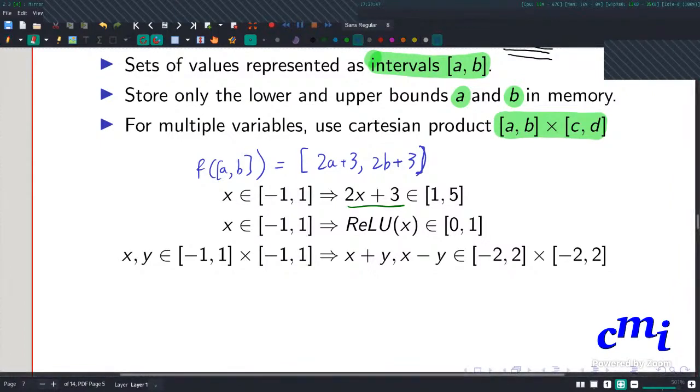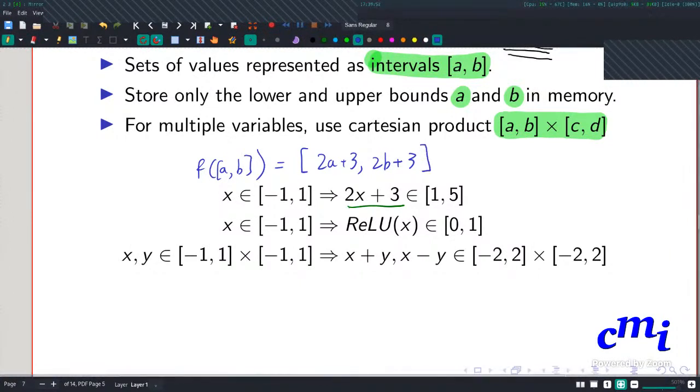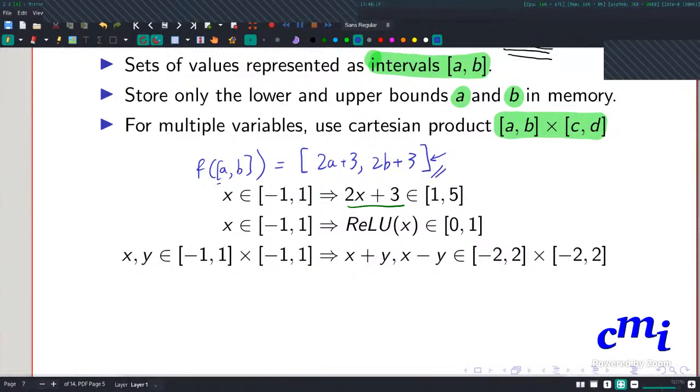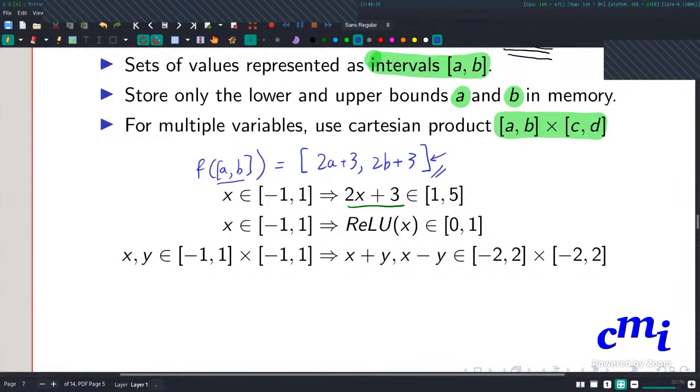So, yeah, we can do this. Now we have an abstract transformer for this concrete operation that we had previously. So now I have another question for you. Is this precise? Are there any values in this interval which are not in the image of a comma b under the operation that takes x to 2x plus 3?